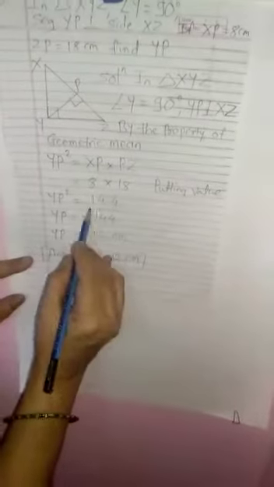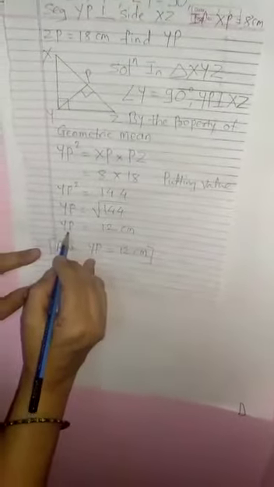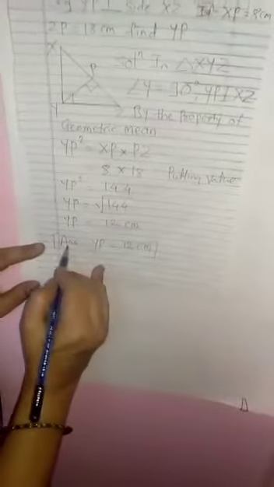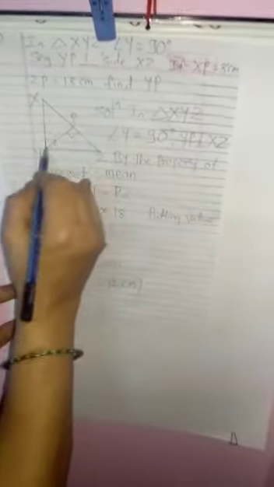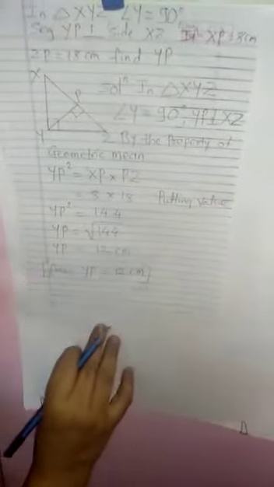YP is equal to under root 144. So YP is equal to 12 centimeters. So answer, YP is equal to 12 centimeters. This YP is nothing but the perpendicular drawn to the hypotenuse.